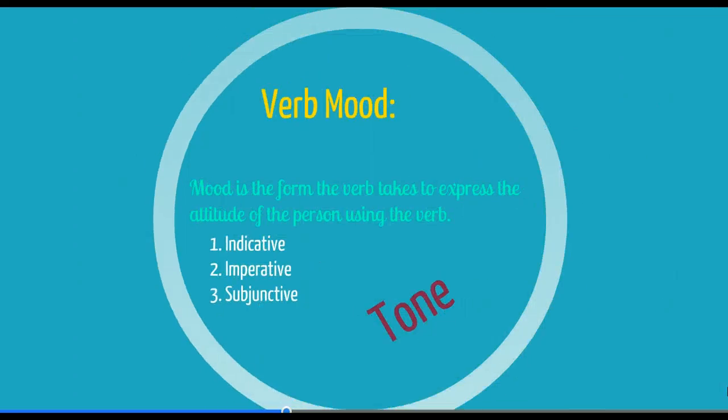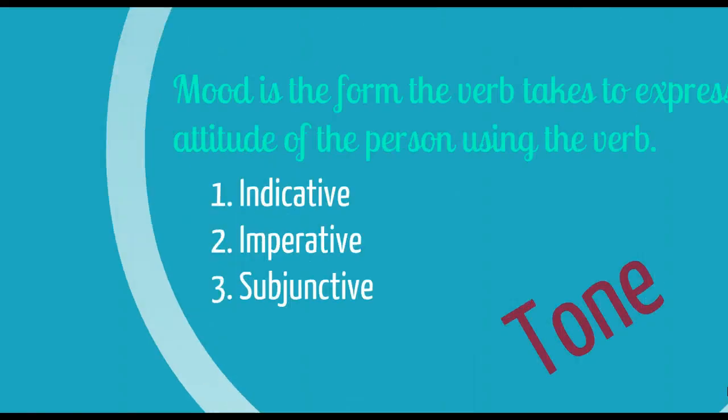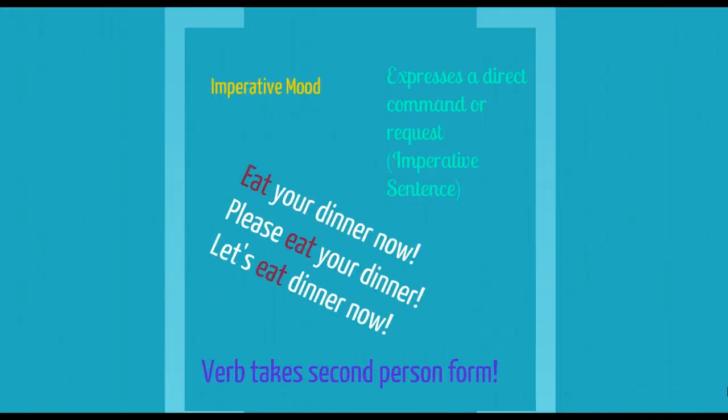All right. Remember the next mood that we're going to look at, not tense, sorry, mood, is going to be the imperative mood. And you should be familiar with the word imperative from when we did imperative sentences. And as we dive into that, you will see the imperative mood is very much like the imperative sentence. In fact, it's the verb you would use for an imperative sentence. It expresses a direct command or request. So look at the direct command, eat your dinner now. Or more of a request, please eat your dinner.